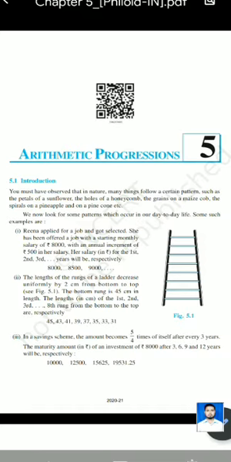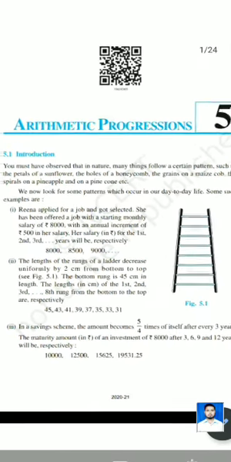Hello class 10th students. I am taking the maths lecture of chapter 5. The chapter name is Arithmetic Progression. Arithmetic progression is also known as, in short, AP series. Means, for example, look here.